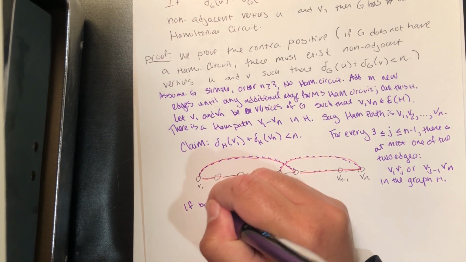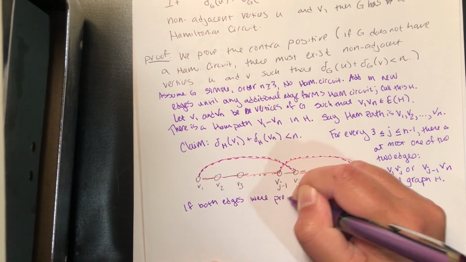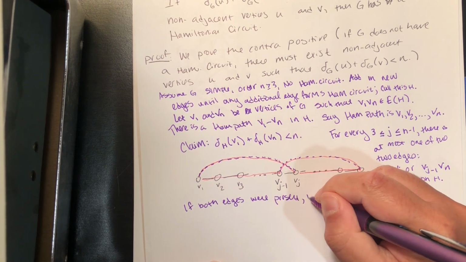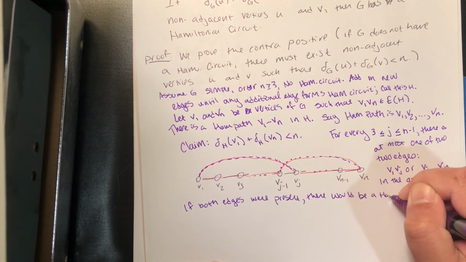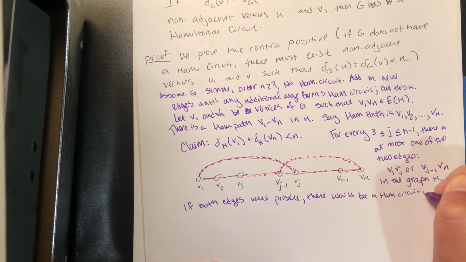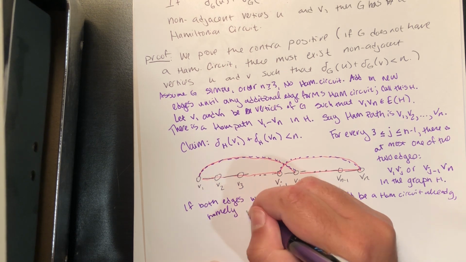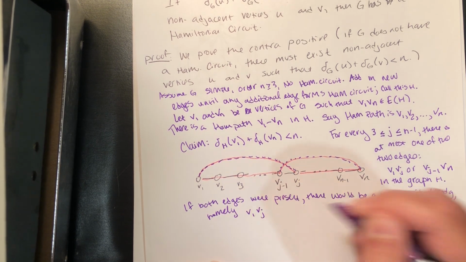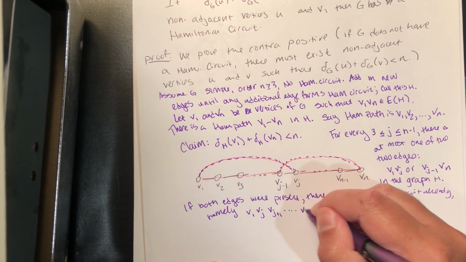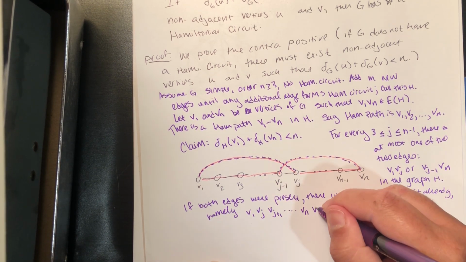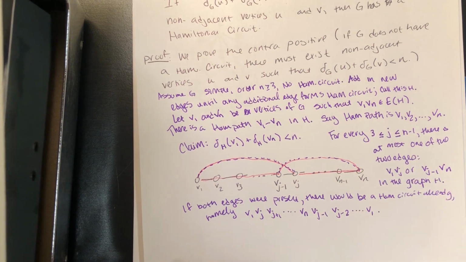If both edges were present, there would be a Hamiltonian circuit already, namely V1 to Vj, then Vj plus 1 all the way to Vn, then from Vn to Vj minus 1, and then go backwards until we get to V1.